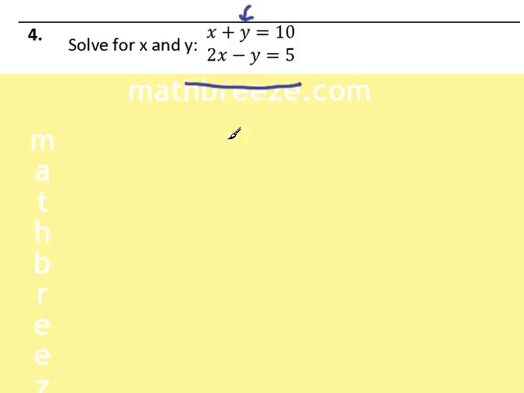So here in the first column, add together and we have 3x. And this cancels, and on the right-hand side we have 15. 3x is equal to 15. Divide by 3, and we have x is equal to 5.